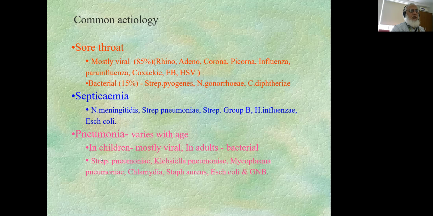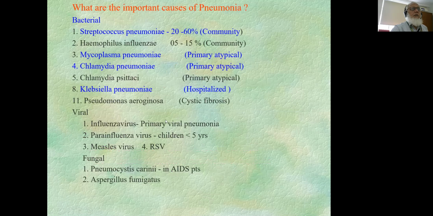Pneumonia cause varies with age. In children, mostly viral. In adults, bacteria. If we cover the bacterial causes, you see, Streptococcus pneumoniae is responsible for 20 to 60% of commonly occurring pneumonia. Haemophilus influenzae 5 to 15%.